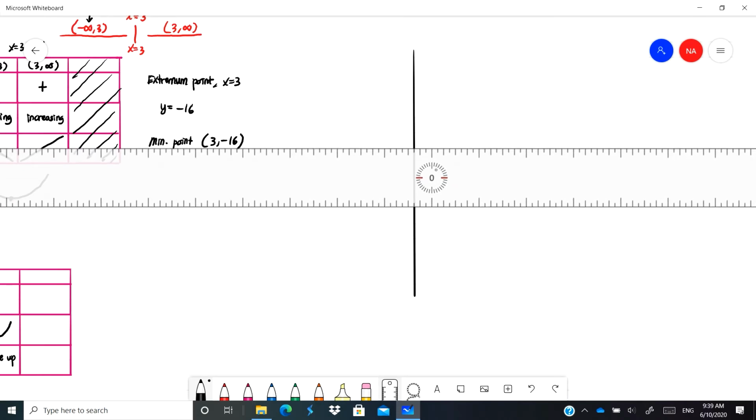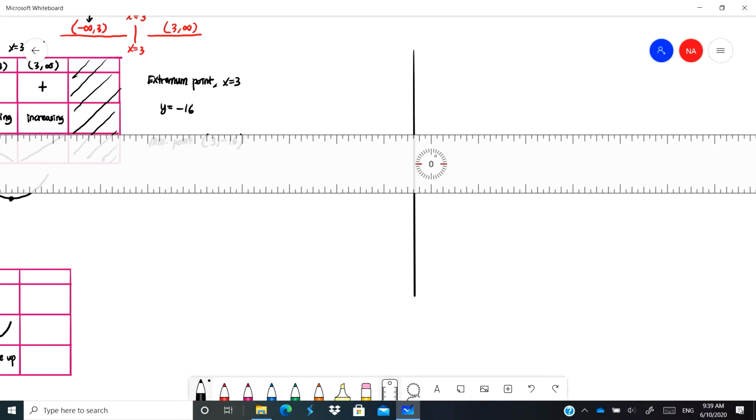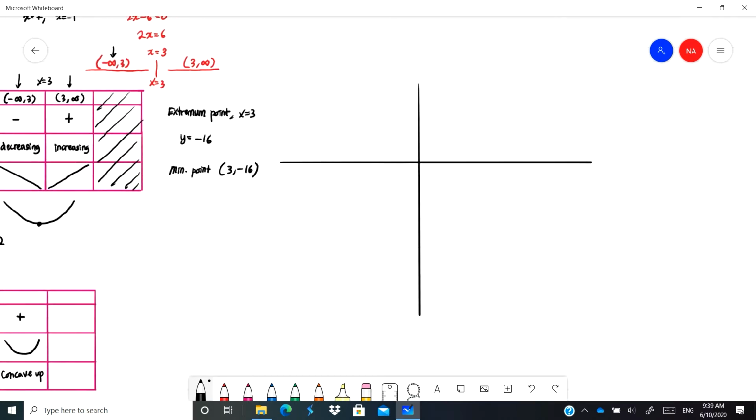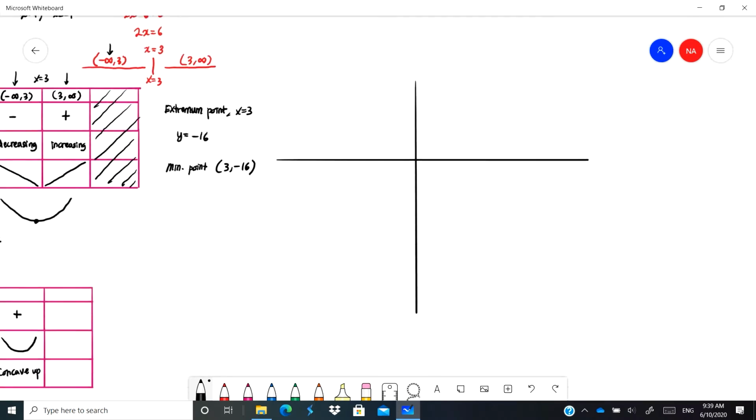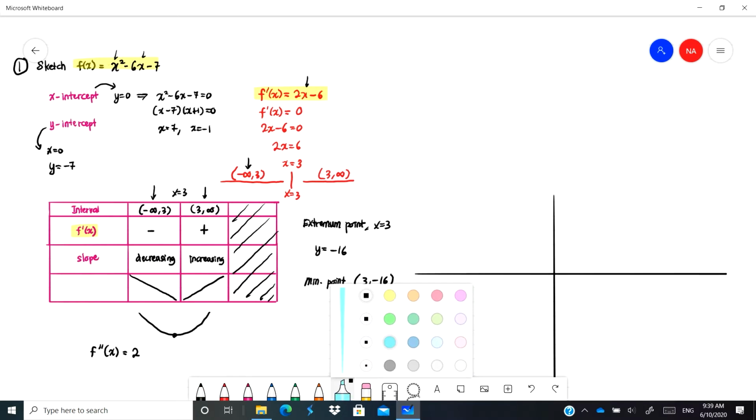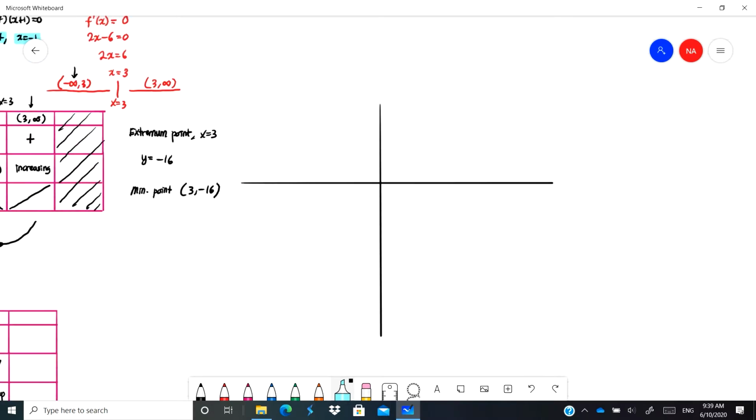Okay, because the minimum point is -16, we're going to have more interval on the negative side of the y-axis. Firstly, I'm going to collect all the points. We know that the x-intercepts will be at 7 and also -1, so I'm going to mark -1 and 7 on the x-axis, something like this.